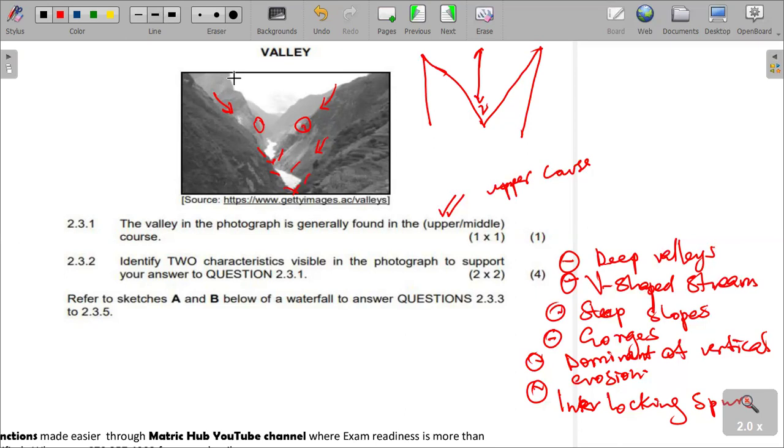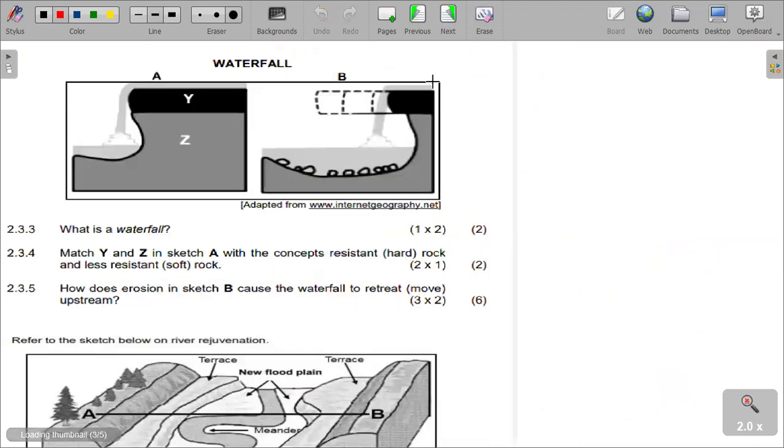So as you can see, we can even give some evidence of waterfalls that are shown there. As you can see, the water is falling from high levels. These are also features that can be identified in the upper course of the river channel, which are evident from our photograph. They show evidence of vertical erosion, steep slopes, interlocking spurs, as well as deep valleys that are V-shaped, which we can see together on the photograph.